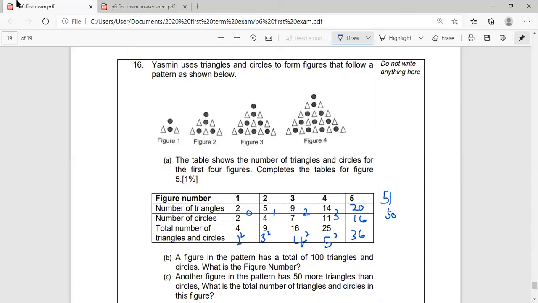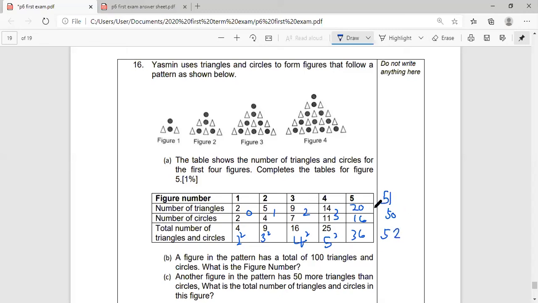Now we look at the question. They want the total number of triangles and circles. Just now we said that the figure number is one less than the number that is squared. So what number should we square here? The number we square should be one more than the figure number. So it should be 52.